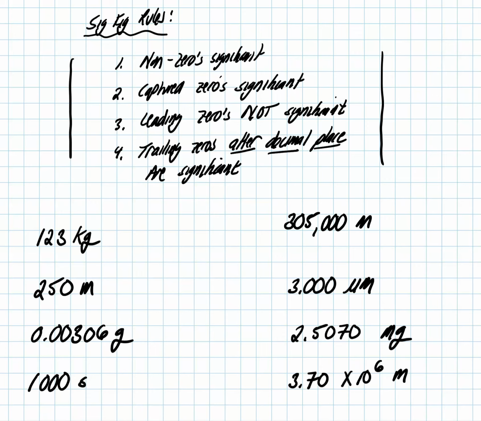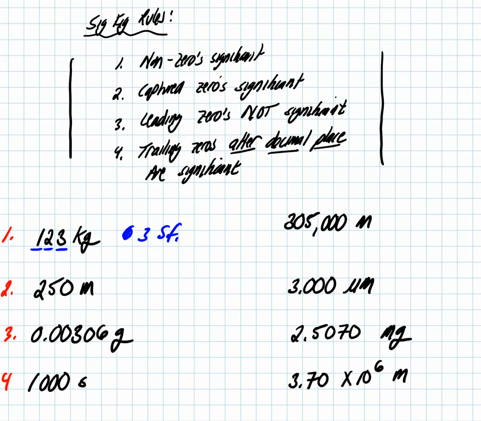Number one, 123 kilograms. So the first guy here, I'll just go 1, 2, 3, 4. So number one. All right, I'll underline all the significant ones. 1, 2, 3. Okay, there's 3. So three significant figures. Okay, do you see the rule? That guy, they were all non-zero, so they were all significant.